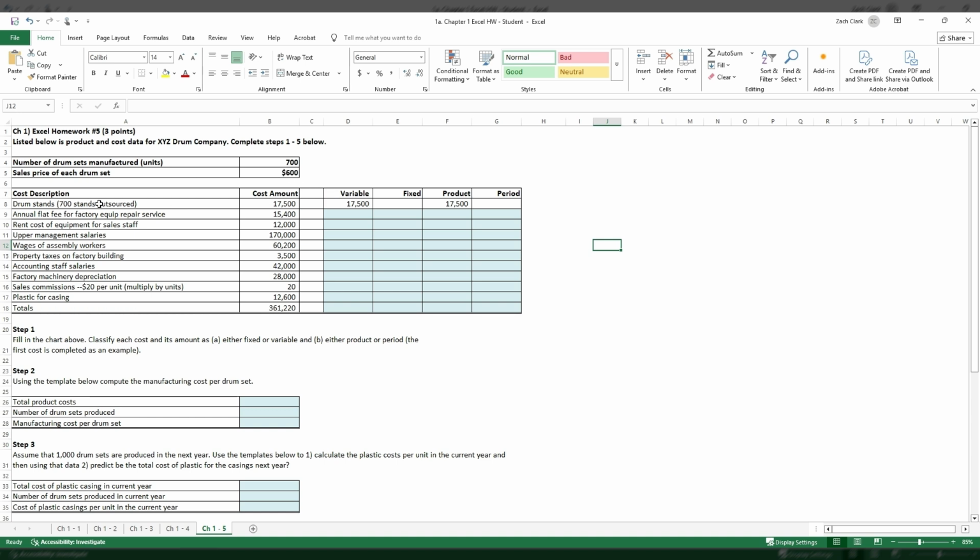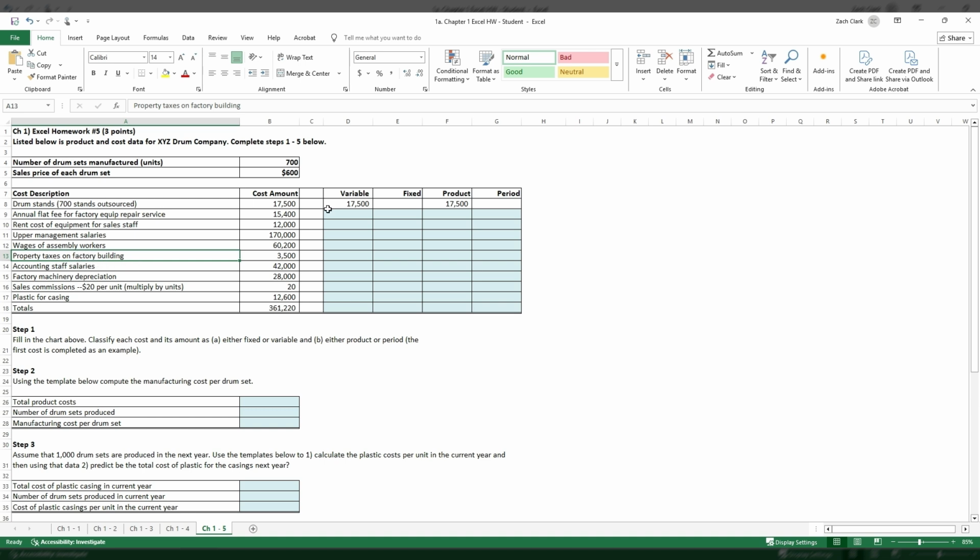Then we've got a listing of different costs. We've got drum stands that are outsourced, so we're buying those. Factory equipment repair services, a flat fee that we pay for repair services. Rent for the cost of equipment for the sales staff. Upper management salaries. Wages of assembly workers. Property taxes on the factory building. And keep this in mind.